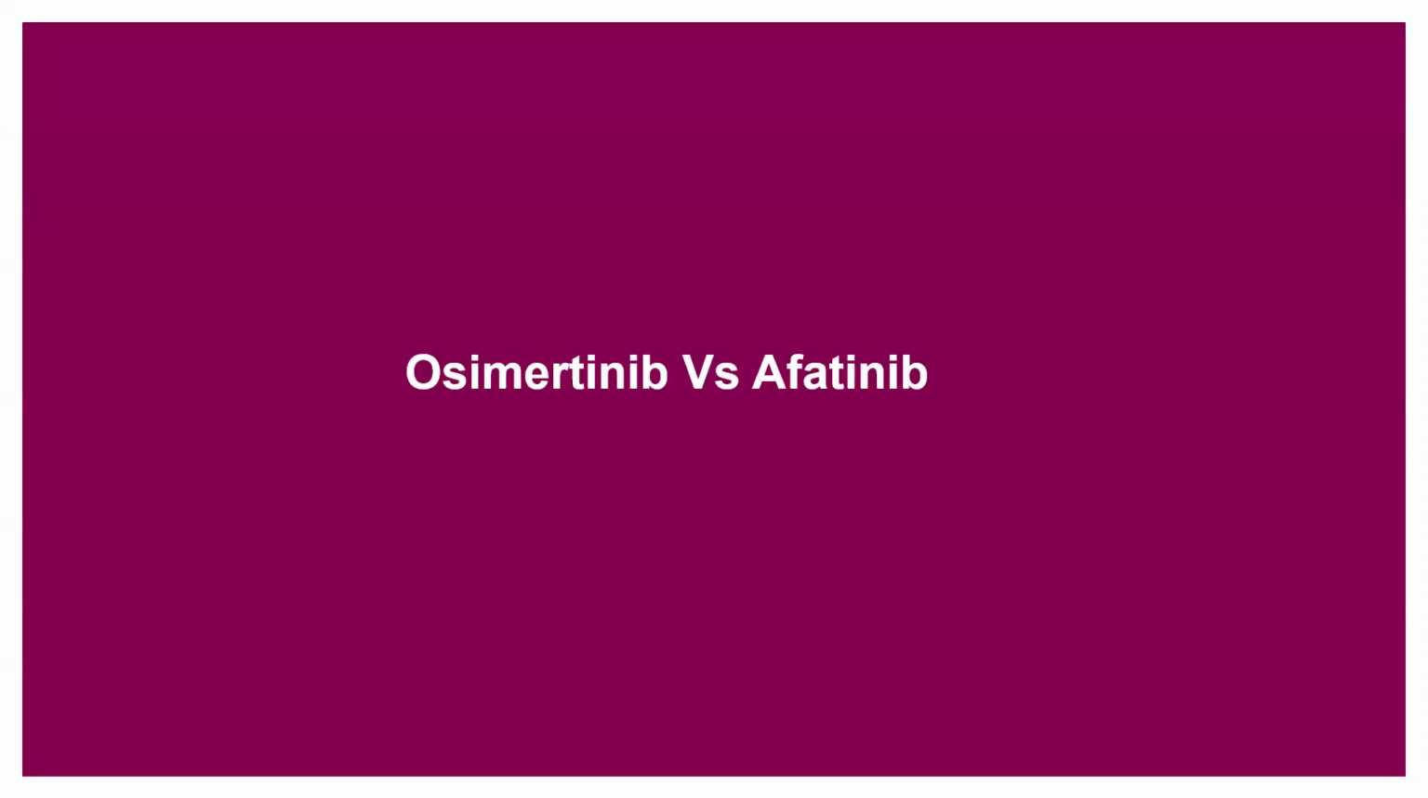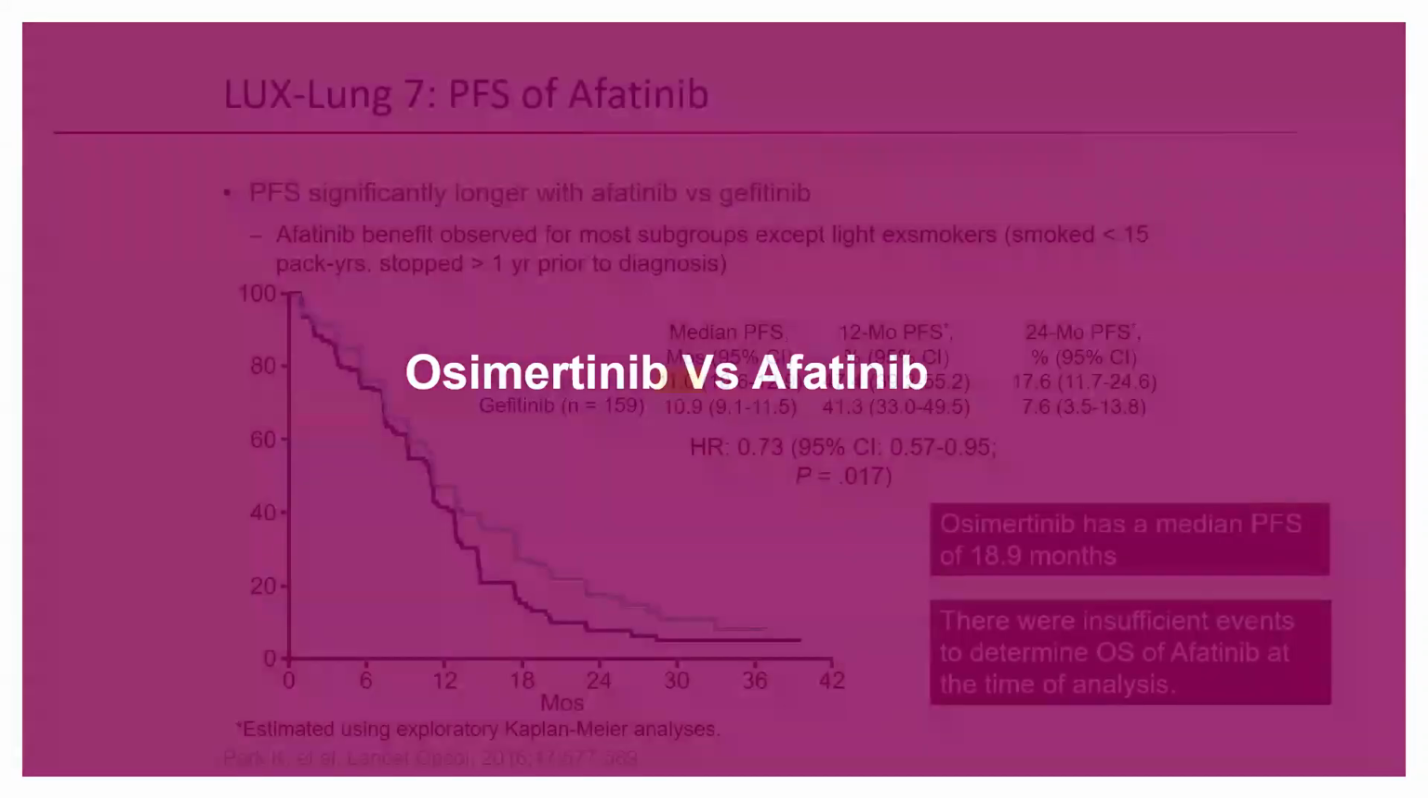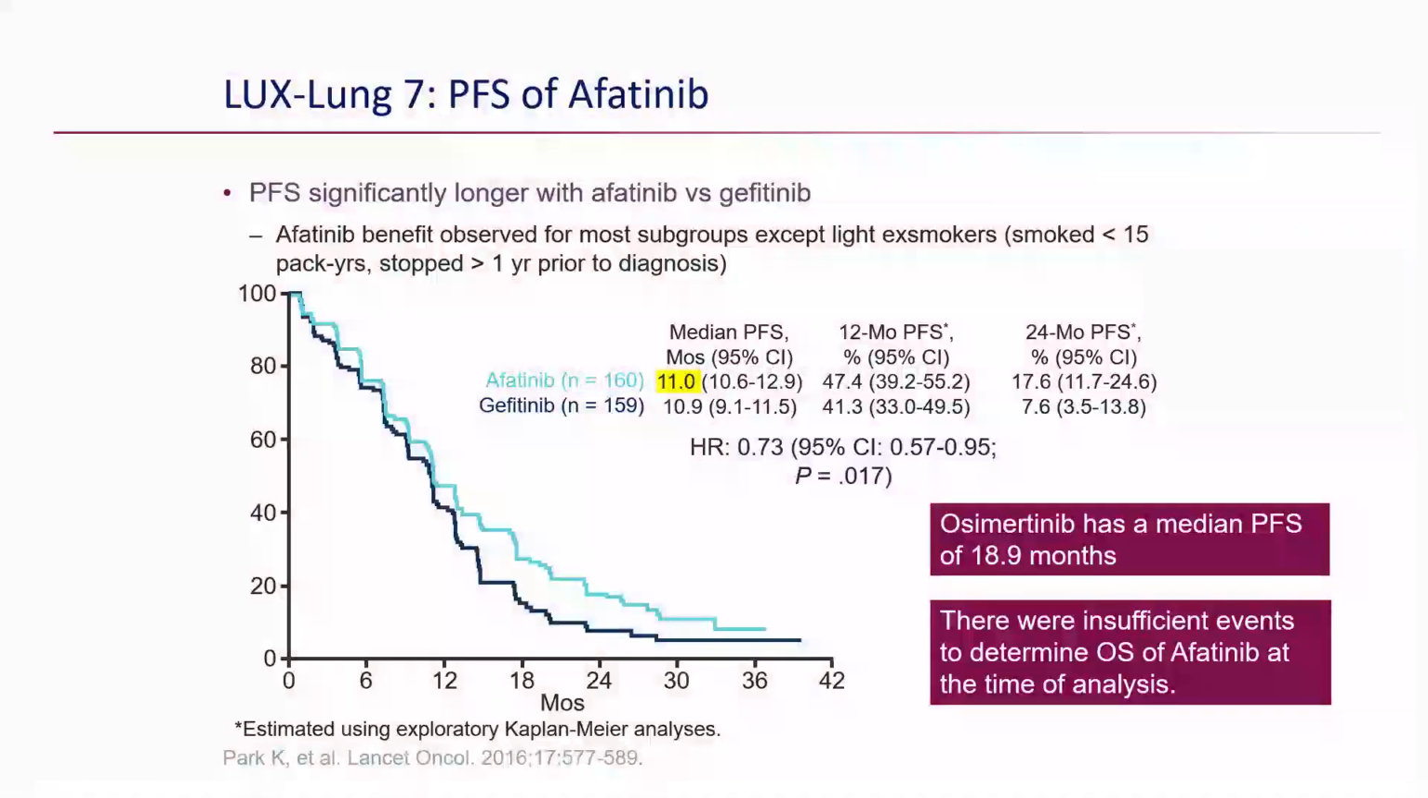So Osimertinib versus Afatinib, the second generation TKI. The LUX-Lung study, LUX-Lung 7 PFS of Afatinib. Osimertinib has a median PFS of 18.9 months, and there were insufficient events to determine OS of Afatinib at the time of analysis.